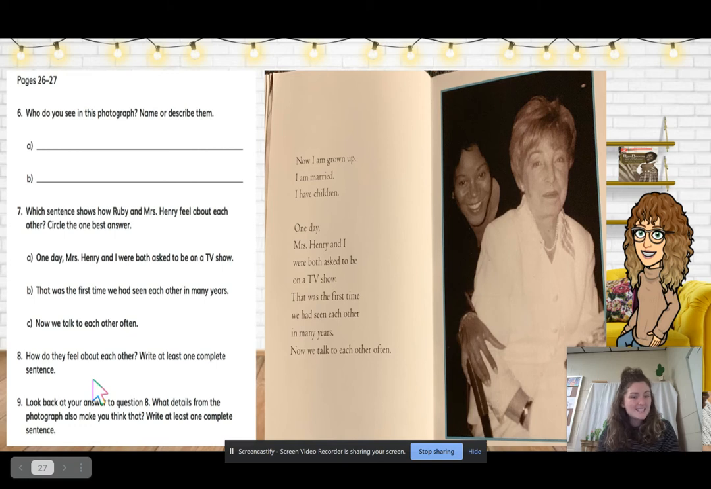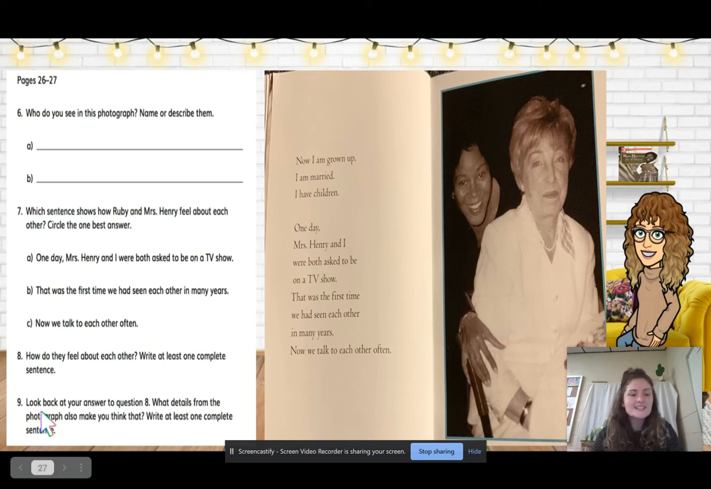And number 8, how do they feel about each other? Write at least one complete sentence. So in the puzzle, I want you to tell me, how do Ruby Bridges and Mrs. Henry feel about each other? How do they feel about each other? Tell me in the puzzle.